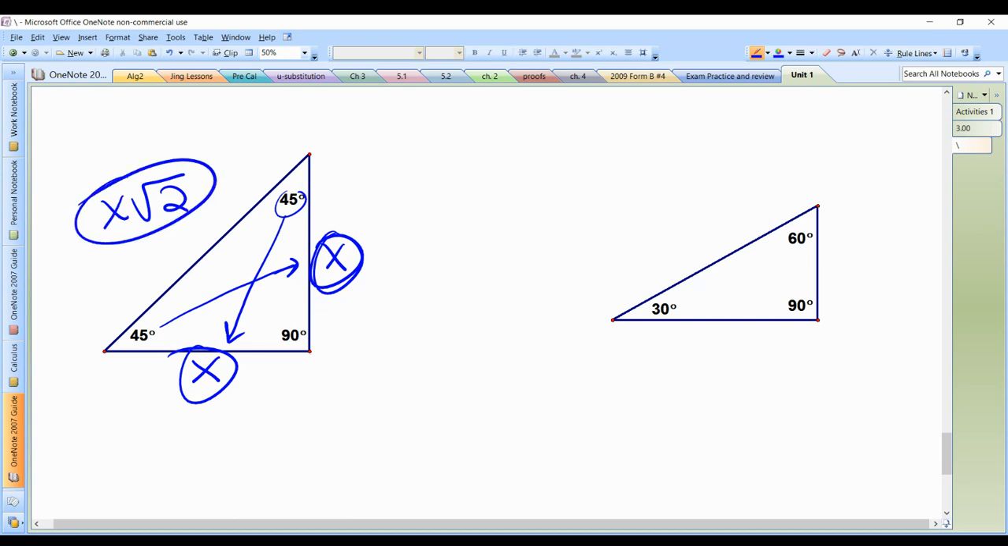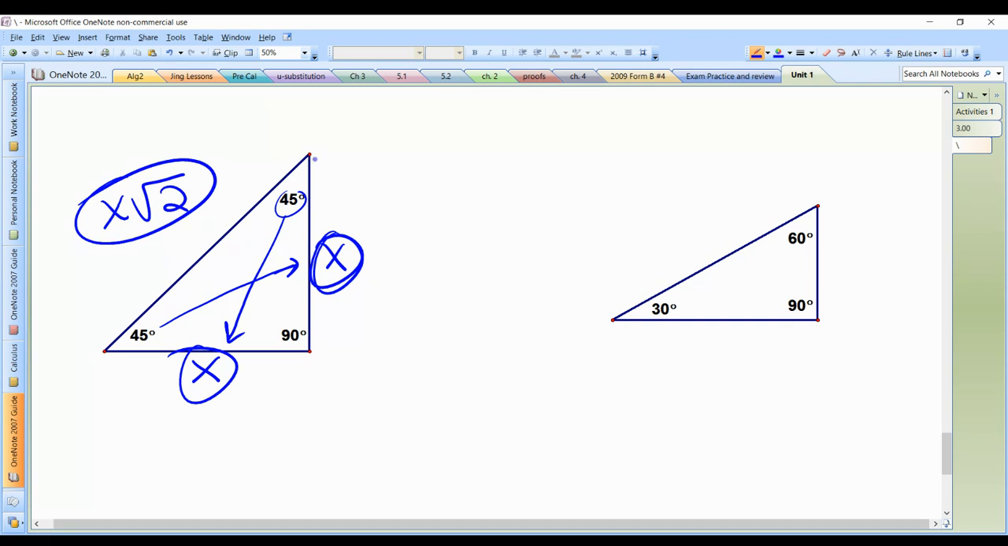On the MCAS, they give you a formula sheet. On the SATs and the PSATs, they give you a formula sheet. They used to call these toolkits. One of the things that has often been on all of these is the relationship between the sides in a special 45, 45, 90 triangle. And they usually give it to you this way.